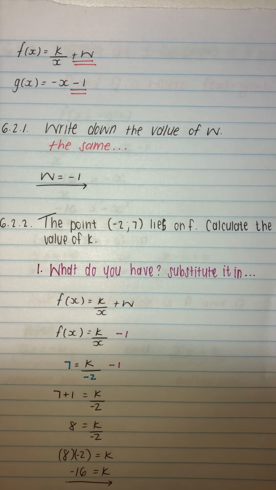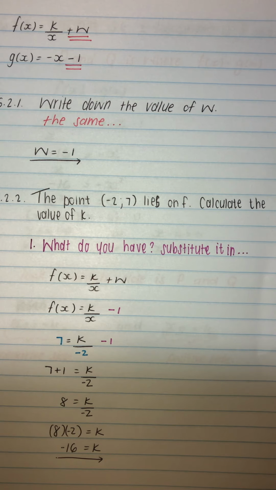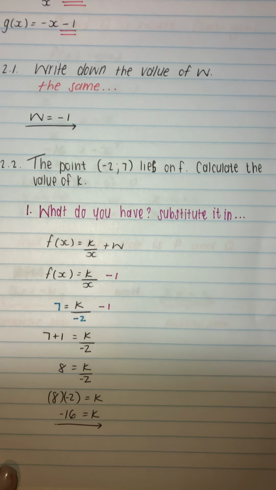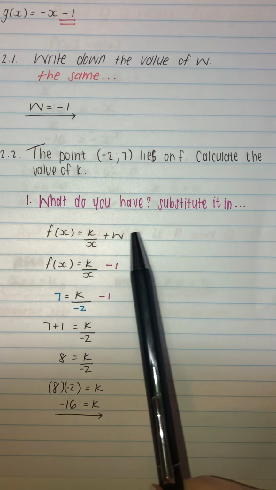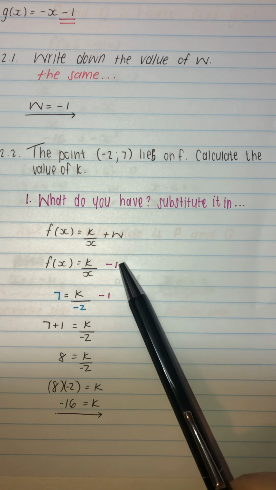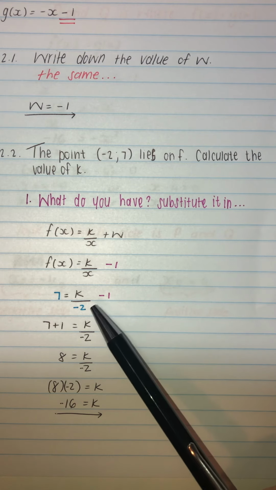Then question 6.2.2: the point (-2, 7) lies on f. Calculate the value of k. Now we ask, what do we have and can we substitute it in? For this one, we already have w as noted here, so we're going to substitute it in. Then they gave us another point.